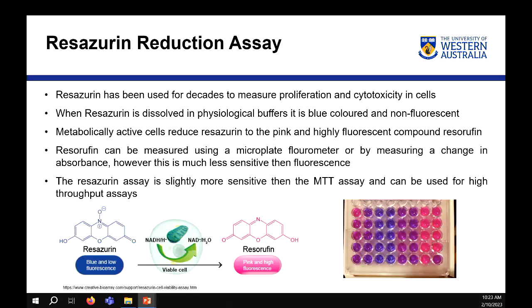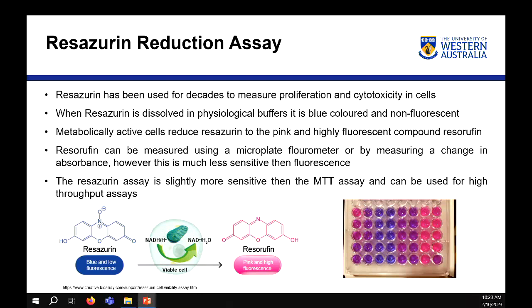Resazurin reduction works on a similar kind of principle. This is one test that you're going to be doing this afternoon. Well, you won't be doing it this afternoon. You're going to set up this afternoon, ready to do tomorrow. Resazurin has been used for decades. It's quite an old method, and it's usually a reliable method, and it's cheap.